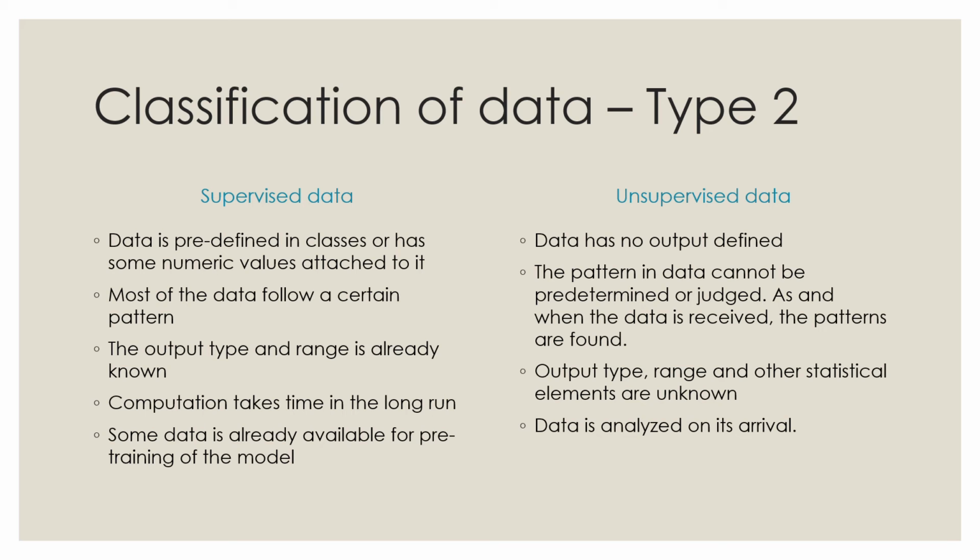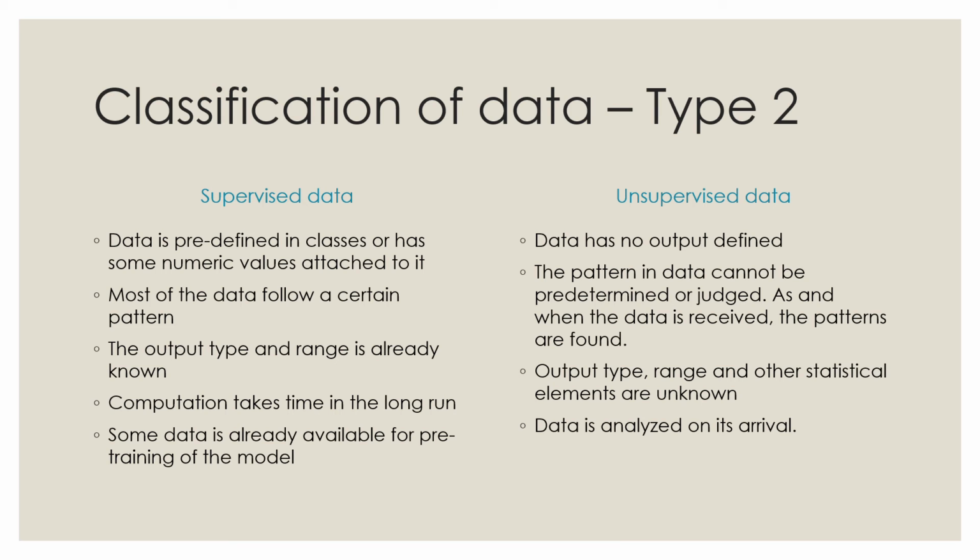But in this video, let's talk about supervised and unsupervised. In supervised learning, the data will follow a certain pattern, and the output type and output range are already known to you. Yes, here the computation will take time in the long run. If you have millions and millions of rows of data, the output will take time. In supervised data, some data is already available for the pre-training of the model. That means you have data in which the output is predefined for you, so you already know that this image is a dog, and that image is a cat.